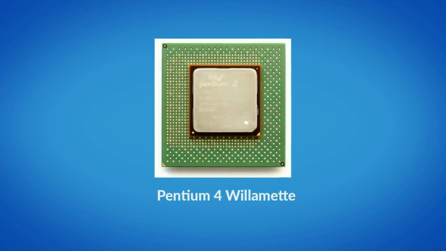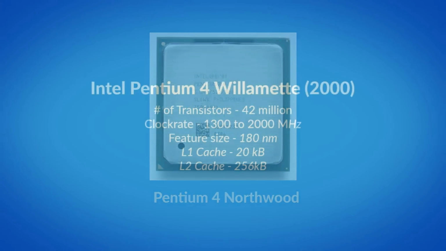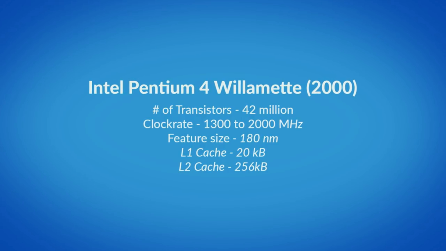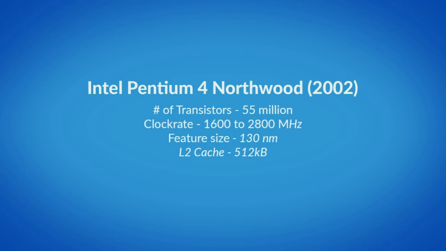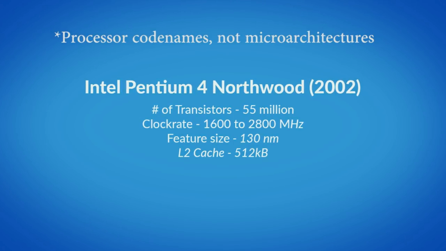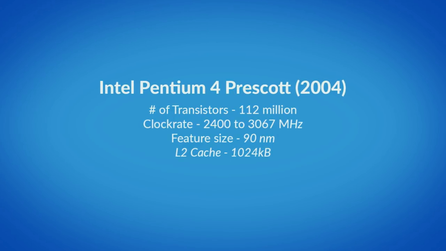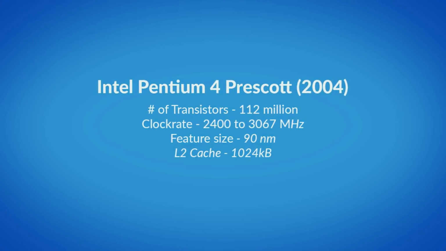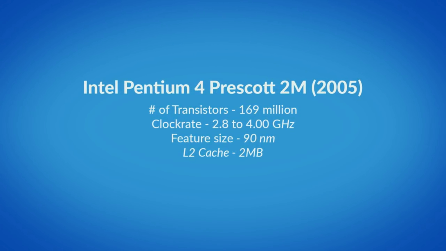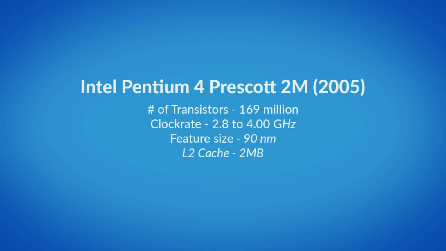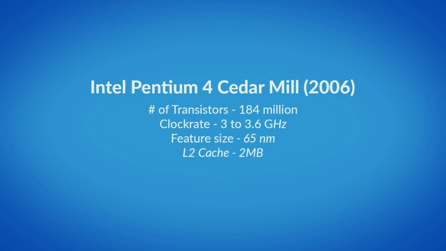Next in line is Intel's Pentium 4. The Pentium 4 featured the new NetBurst architecture. There are a lot of processors under the Pentium 4 name, so to keep this video from lasting an eternity, I'll just give out a list of the different macro architectures under Pentium 4. First one's Willamette at 180 nanometers, Northwood at 130 nanometers, Prescott at 90 nanometers, Prescott 2M at 90 nanometers, Cedar Mill at 65 nanometers, and the Gallatin Pentium 4 Extreme Edition at 130 nanometers.